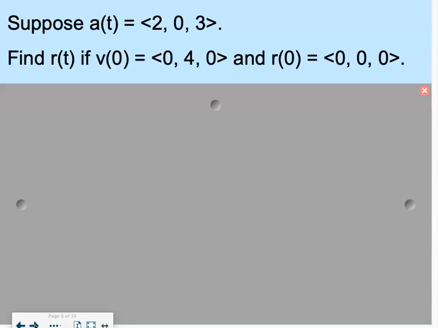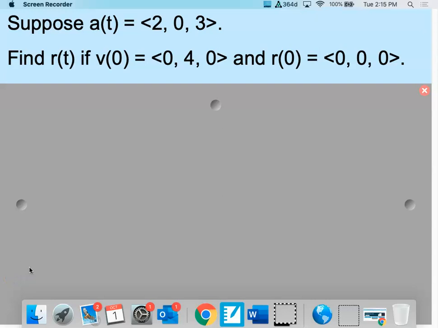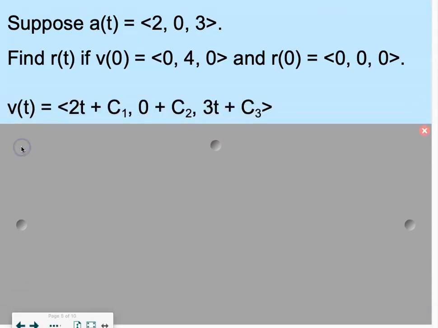Okay. Oh, fun. Suppose the acceleration vector is 2, 0, 3. Find r of t if v of 0 is 0, 4, 0, and r of 0 is 0, 0, 0. Just fun with antiderivatives. So take a moment. All right, so first thing I would do is find my antiderivative of a of t, right? So the antiderivative of a of t is v of t.